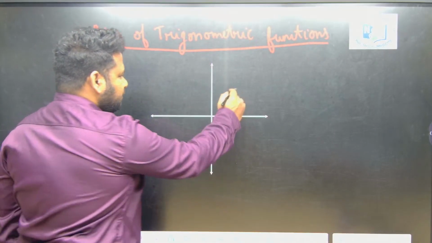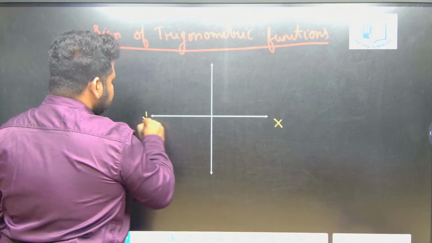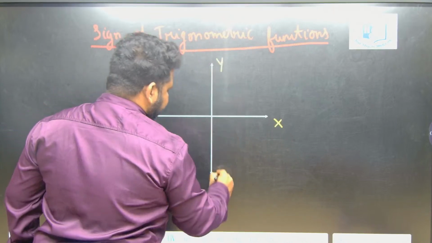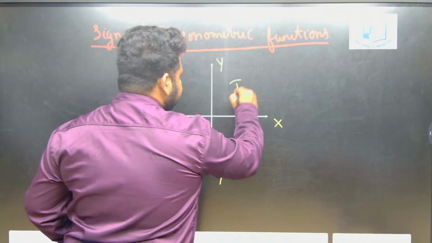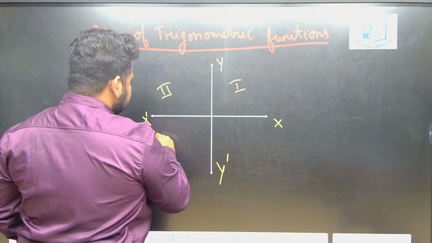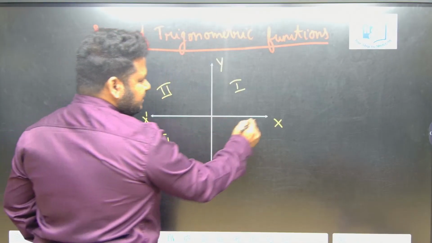So suppose this is the coordinate axis. This is x, x dash, y, y dash. This is origin. Let us take it. Now this is first quadrant. This is second quadrant. This is third quadrant. This is fourth quadrant.